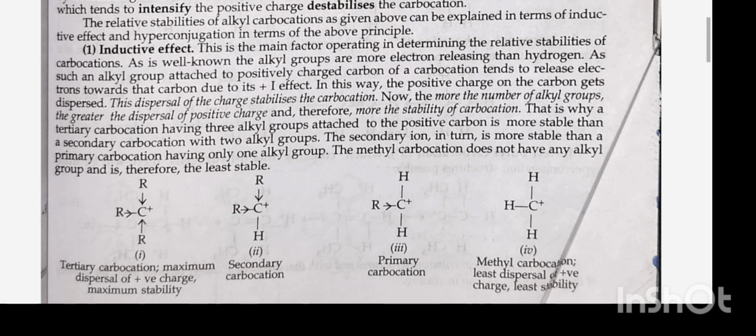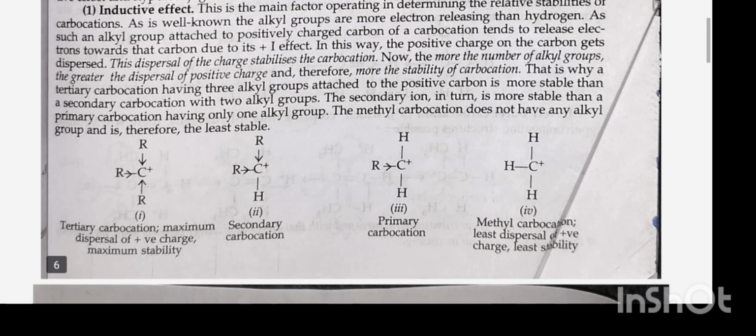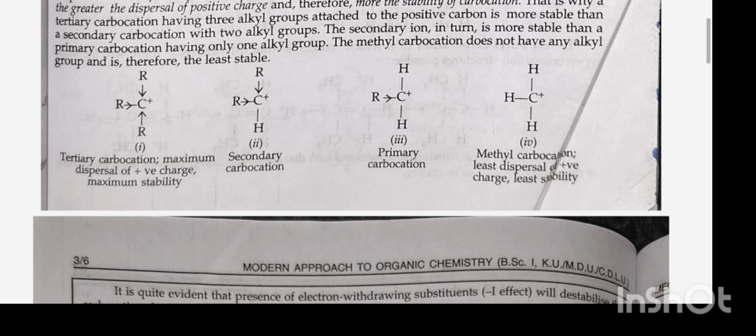Now, the more the number of alkyl groups, the greater the dispersal of the positive charge, and therefore the more the stability of the carbocation. That is why a tertiary carbocation having 3 alkyl groups attached to the positive carbon is more stable than a secondary carbocation with 2 alkyl groups. The secondary ion in turn is more stable than a primary carbocation having only 1 alkyl group. The methyl carbocation does not have any alkyl group and is therefore the least stable. Tertiary carbocation, maximum dispersal of positive charge, maximum stability. Secondary carbocation. Primary carbocation, methyl carbocation, least dispersal of positive charge, least stability.